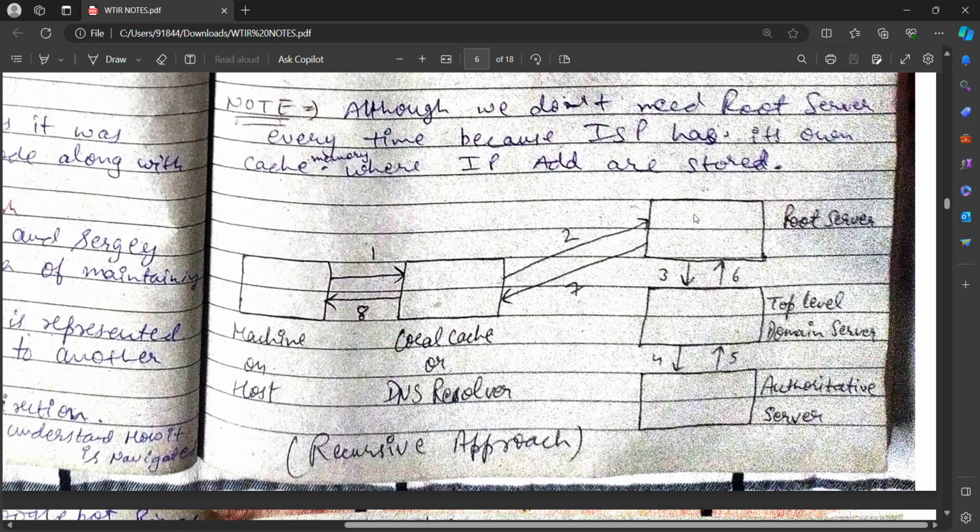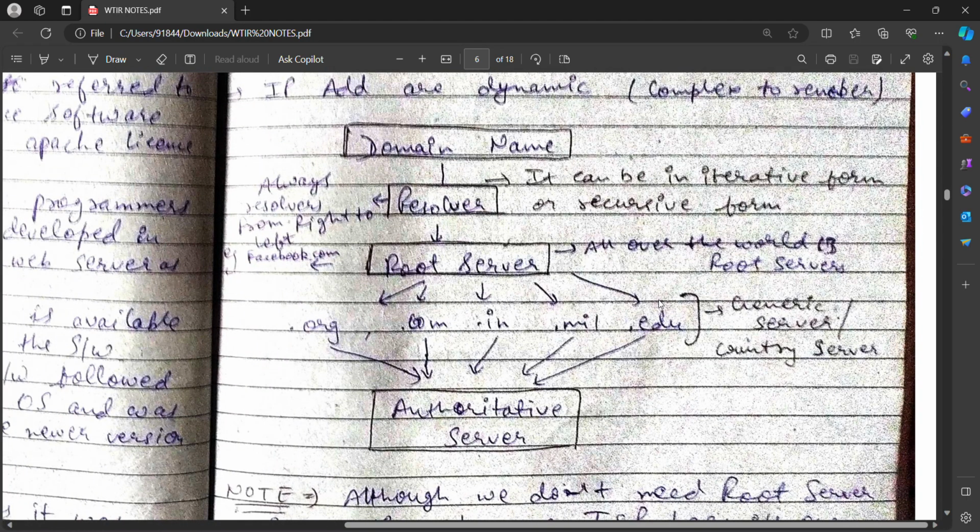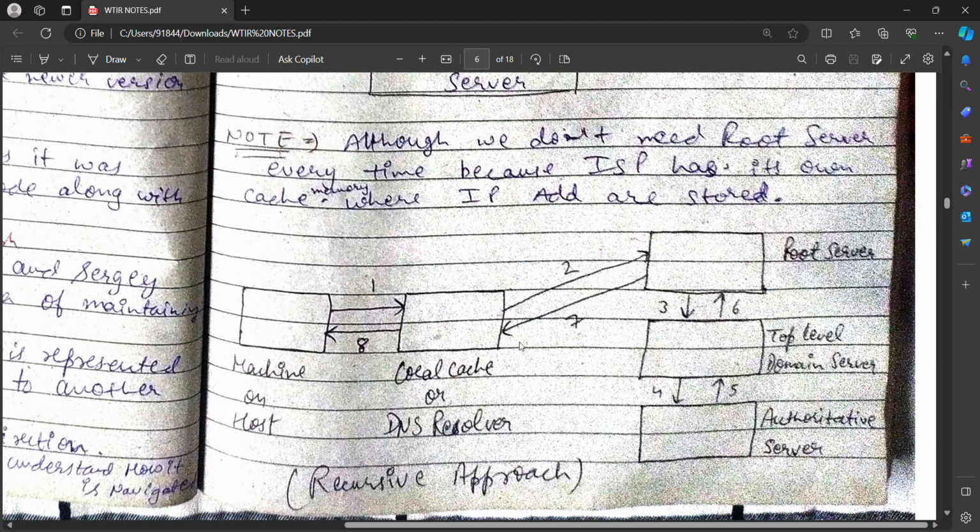So just remember this diagram if it comes in the exam, and make the point that this resolver can be in two forms, that is iterative or recursive. So you can easily make this diagram. Just remember this. This is the recursive approach of the resolver.